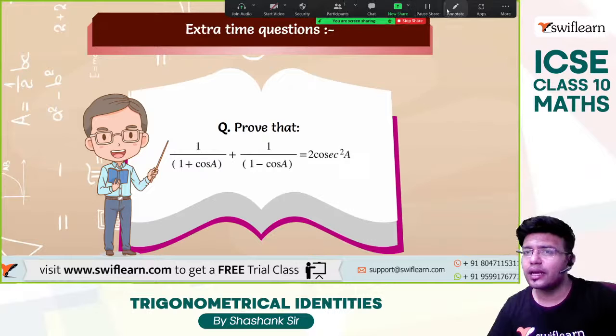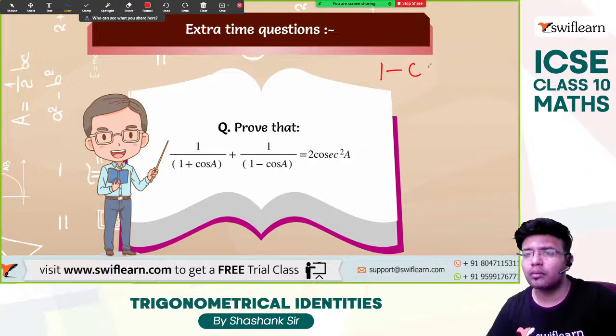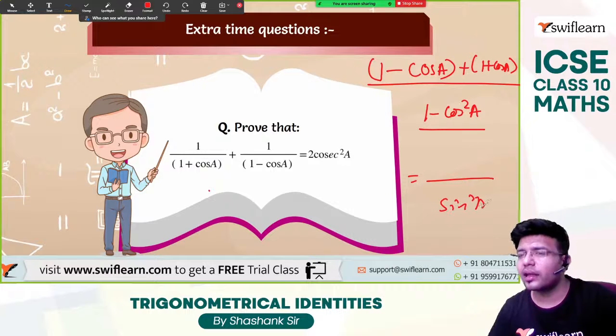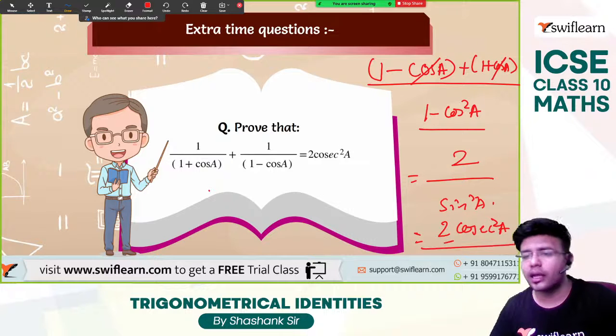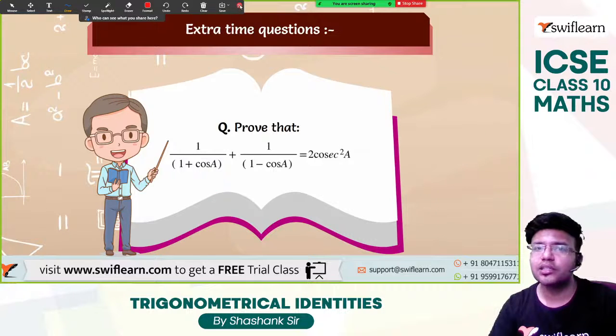Let's do this quickly, guys. See how this can be done. Take the LCM. The LCM is 1 minus cos A into 1 plus cos A. So 1 minus cos A plus 1 plus cos A divided by 1 minus cos square A, using A plus B into A minus B. This is equal to sine square A. Add this and remove the brackets, so minus cos A plus cos A get cancelled. We have 2. So 2 by sine square A is 2 cosec square A. This is the answer. LHS is equal to RHS, hence it is true.